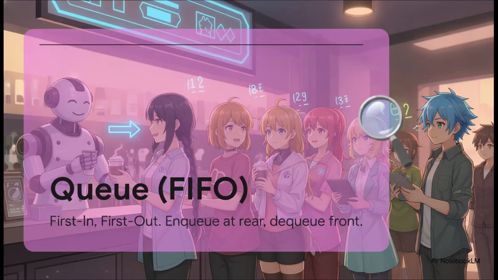On the flip side, we have the queue, which operates completely differently. It works exactly like a line at a busy coffee shop, adhering strictly to FIFO, first in, first out. You enqueue at the rear and you dequeue from the front. The first element to get in line is always the first one served.